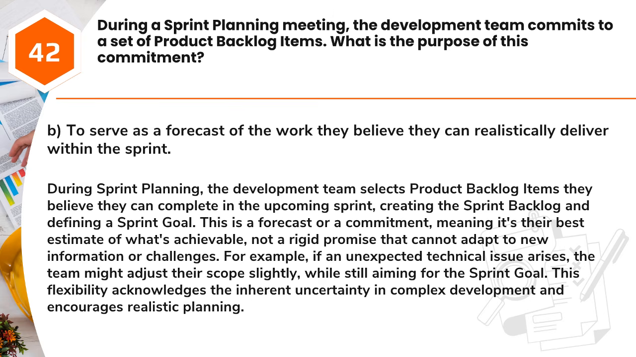Answer: B. To serve as a forecast of the work they believe they can realistically deliver within the sprint. During sprint planning, the development team selects product backlog items they believe they can complete in the upcoming sprint, creating the sprint backlog and defining a sprint goal. This is a forecast or a commitment, meaning it's their best estimate of what's achievable, not a rigid promise that cannot adapt to new information or challenges.